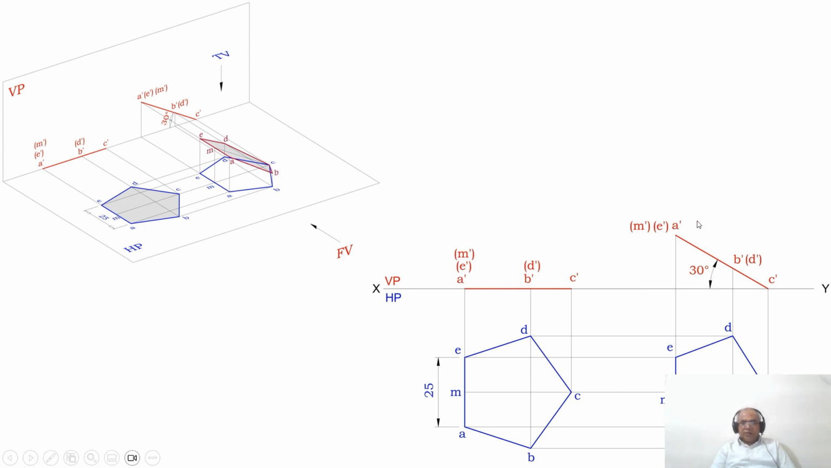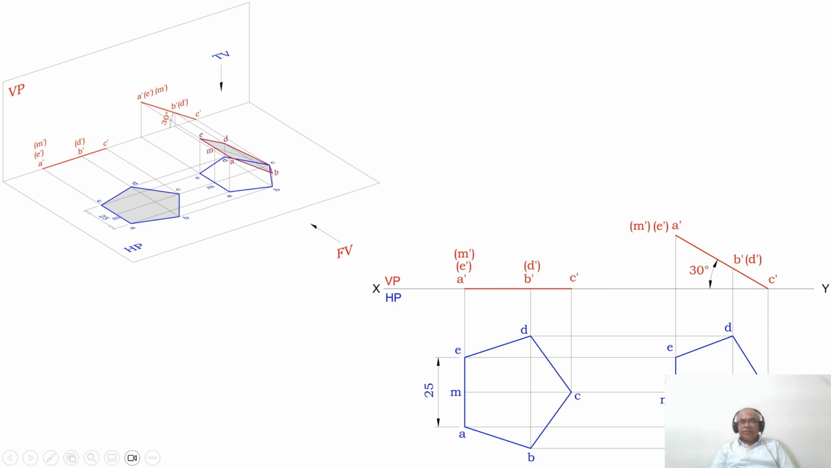Now I need to write the top view. So how to write the top view? Draw a vertical projector from A dash, E dash and M dash, and draw a horizontal projector from A and also from M and also from E to this line, and mark these points as A, M and E. Similarly, draw a vertical projector from B dash and D dash to the top view, and draw a horizontal projector from both B and D.